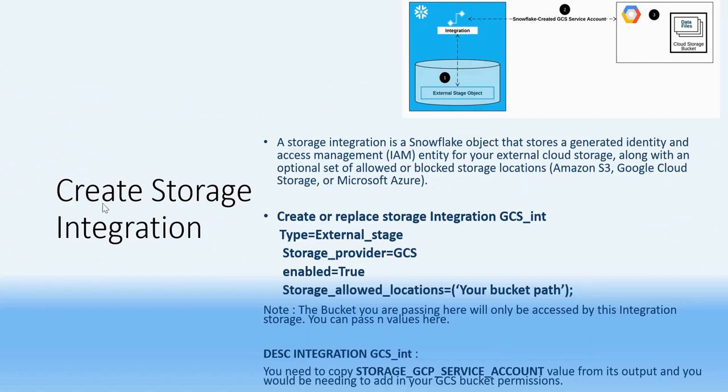After file format, the main step is creating the storage integration, and this is very critical. After this, we will be doing some more activities. Those two are going to be very critical. We have created a storage integration for AWS S3. There we require two properties. One is the allowed location. Second, IAM role ARN. But in case of Google Cloud, you only need one property, which is allowed location, and that is going to be your bucket path.